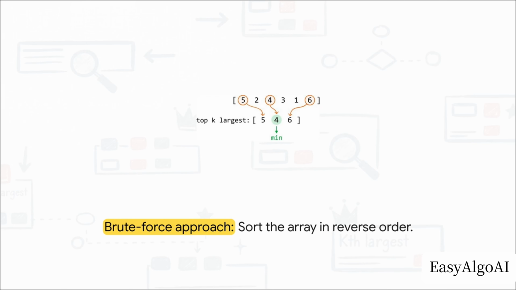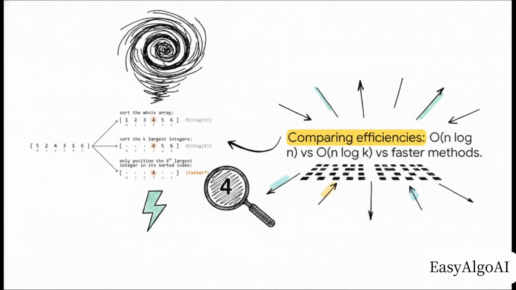Now, the absolute most obvious, kind of naive solution, the brute force approach, is to just sort the entire array in reverse order. Once you've got it lined up from biggest to smallest, you simply grab the number sitting at the k-1 index. But here's the catch. Sorting the whole array costs a pretty heavy O of n log n in time complexity. And honestly, this brilliantly illustrates why full sorting is kind of the villain of inefficiency here.